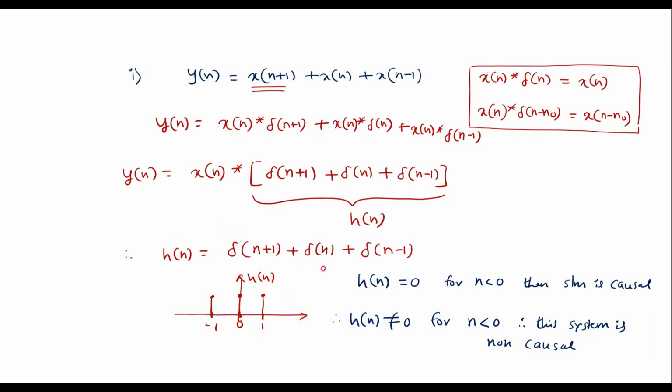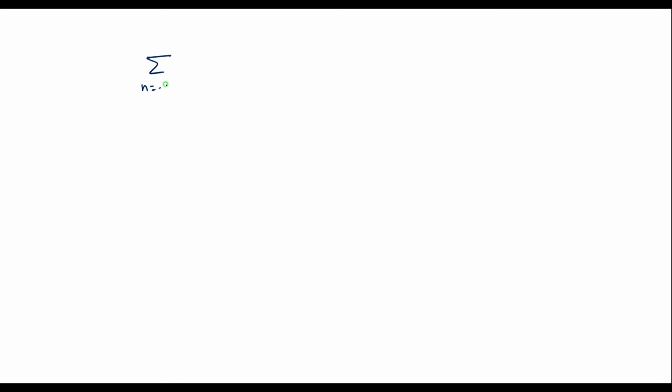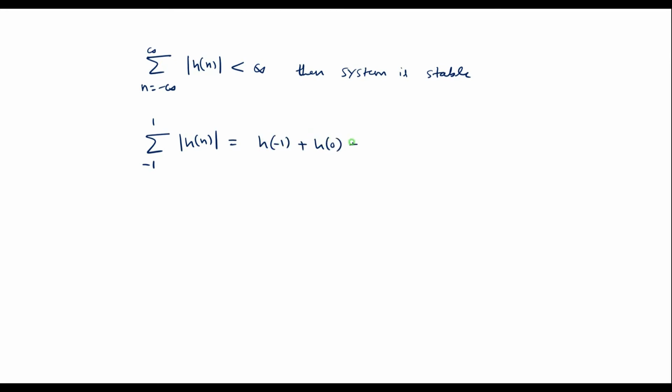Now let me verify whether it is stable or not. We know that summation n is equal to minus infinity to infinity of h of n, if it is less than infinity, then system is stable. This is the condition for stability. Now we will verify the same with respect to the given system. That is, here the n varies from minus 1 to 1. We have summation of h of n is equal to, so the values are 1. At n equal to minus 1, I can expand this. We have h of minus 1 plus h of 0 plus h of 1, which is equal to 1 plus 1 plus 1, which is equal to 3. So 3 is less than infinity, or h of n is summable. Therefore, system is stable.